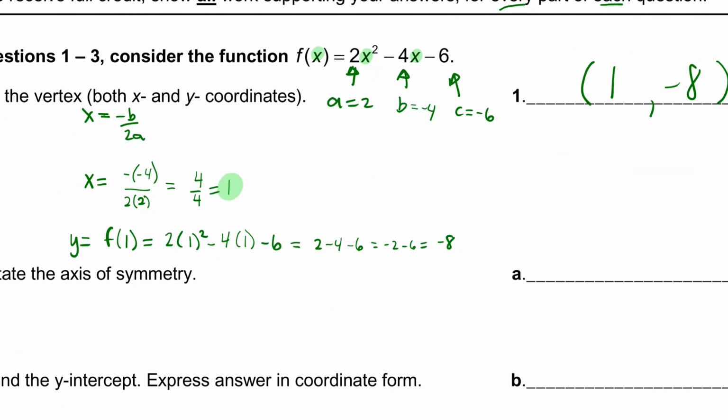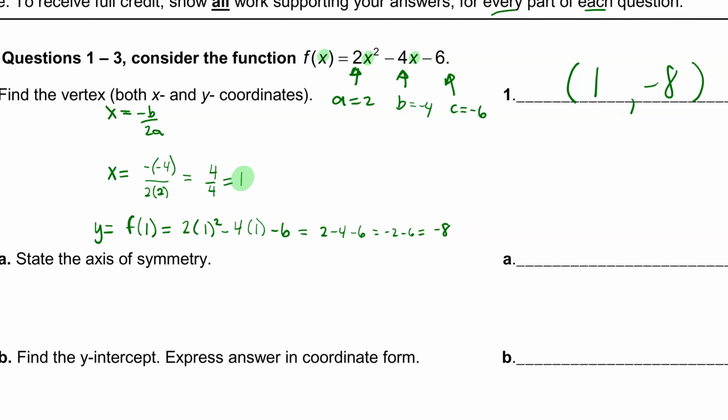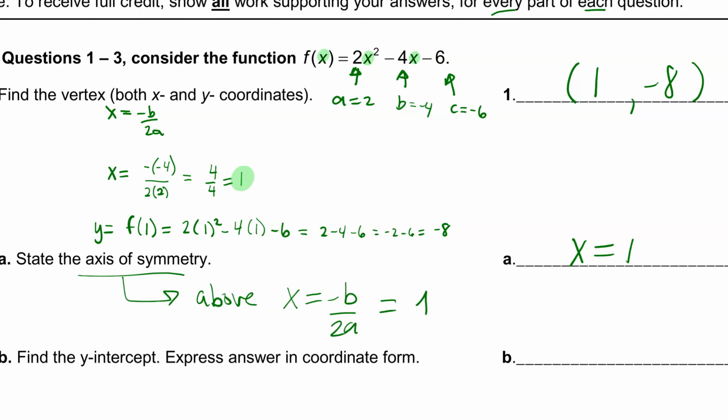Wonderful. Axis of symmetry. 1 comma 0? x equals 1. How did you find that? We did it. So you could say x equals negative b over 2a equals 1. You should say x equals 1. You write 1 comma 0? No, because that's a point.